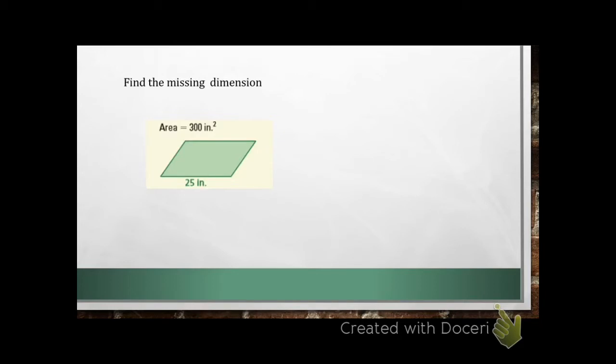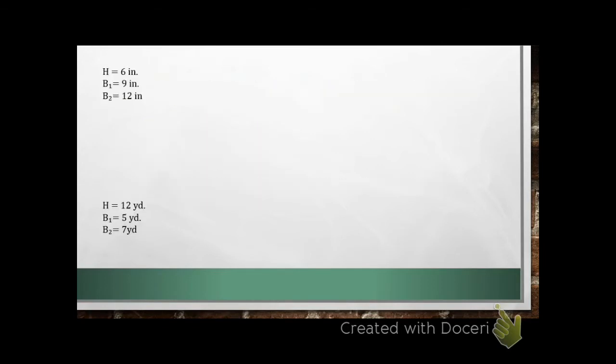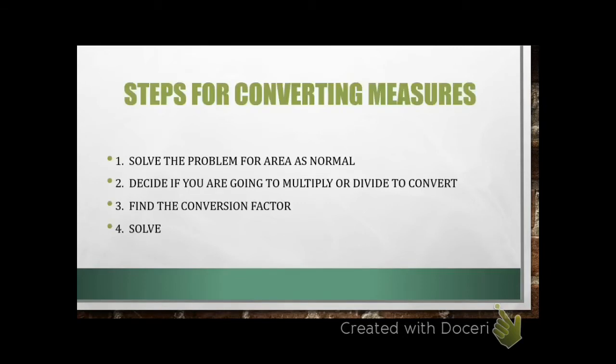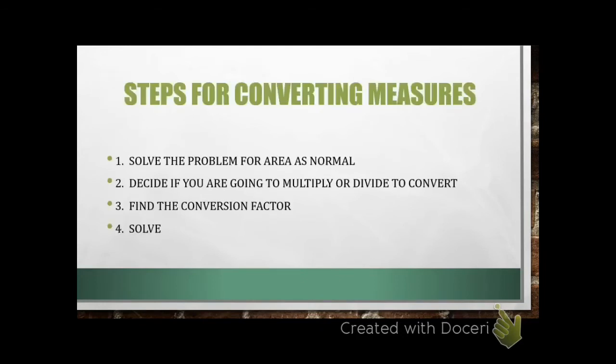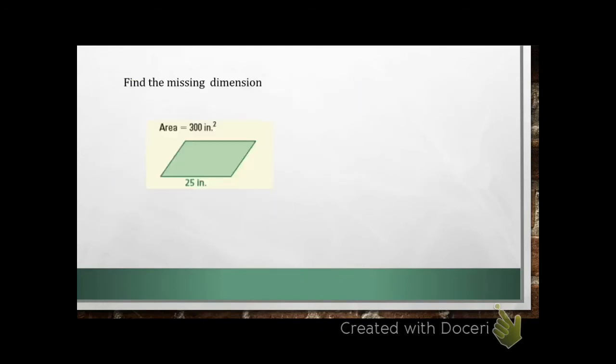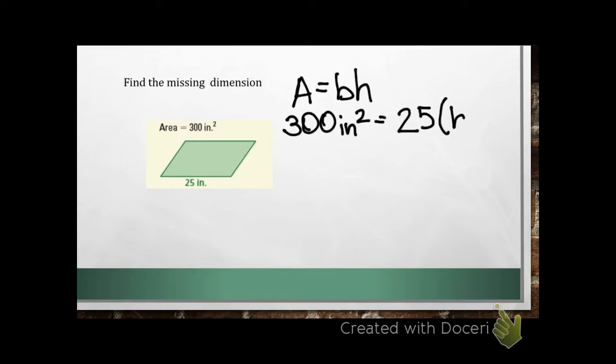Now I also want you to remember how to find a missing dimension. I would always start with my formula. This is a parallelogram, so I'm going to start with my formula for the area of a parallelogram. A equals BH. Now, I know the area, so I can fill that in. 300 inches squared is equal to, I also know my base, 25 times H.